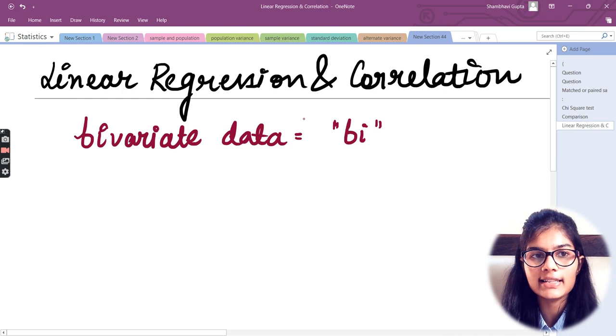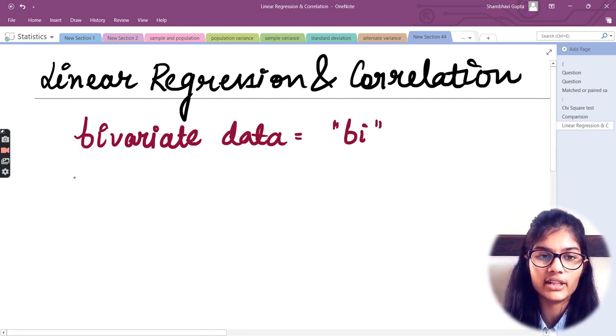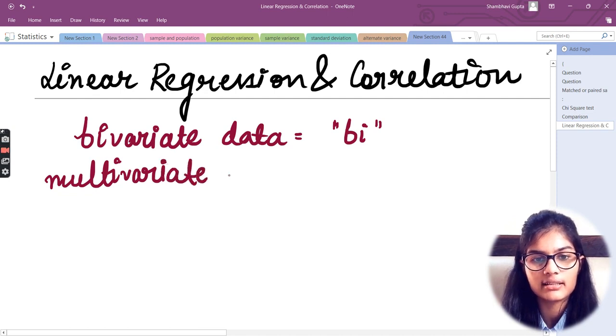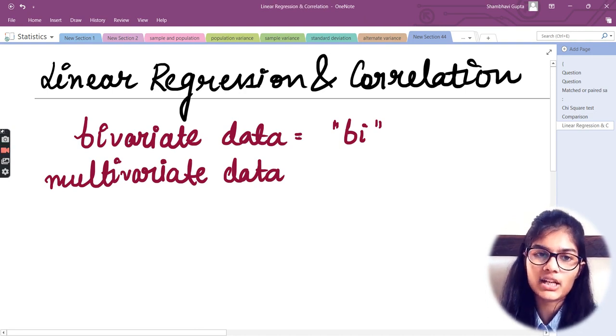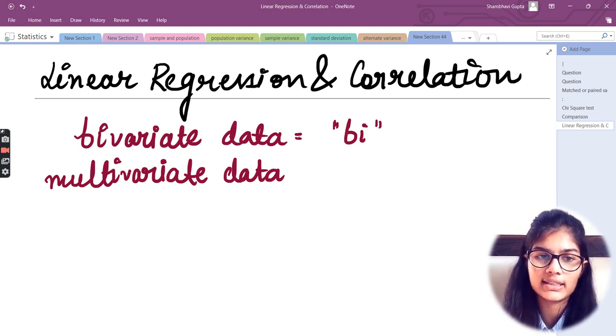In reality, statisticians mostly focus on multivariate data. For the examples I showed you, bivariate data means two variables, while multivariate data means having many variables.